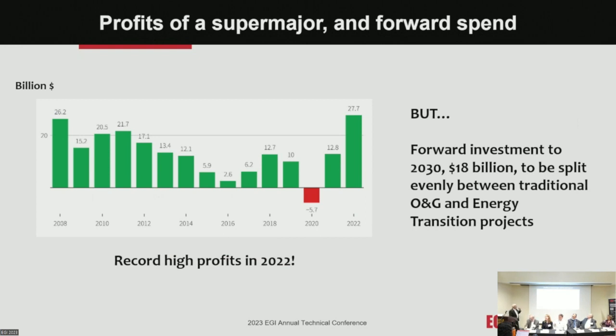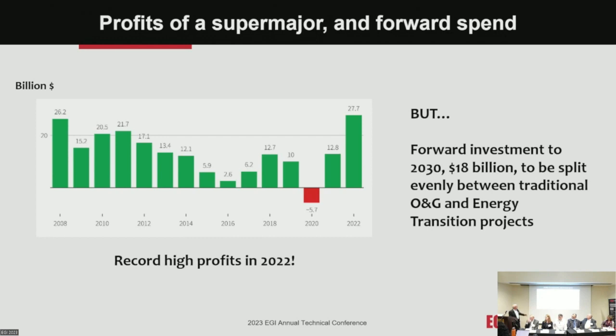All right, of course, what that translates to is pretty good profits for the oil and gas industry. So this is a super major. I'm not going to say which one it is, but the green color might be a giveaway. And anyway, this is all publicly available data. It's all on the net.